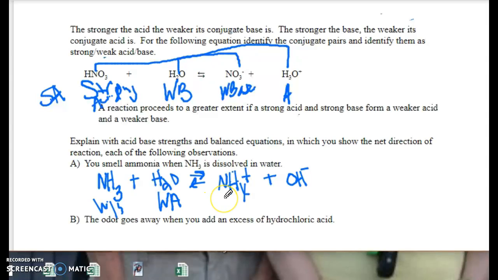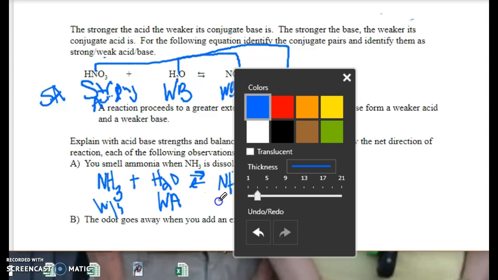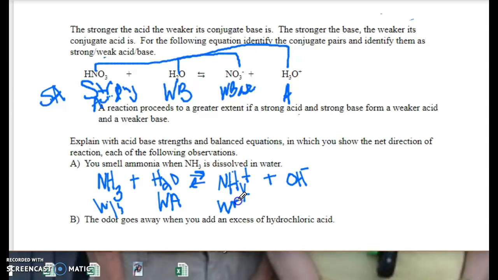Okay, NH4 is going to be a weak acid. So again, it doesn't fit the definition of a strong acid, and hydroxide in its pure form would be a strong base. So, because you have a stronger base here, the reaction proceeds to the right.